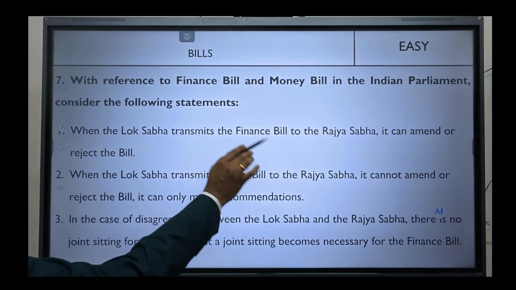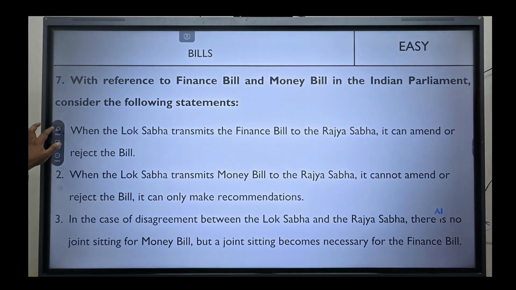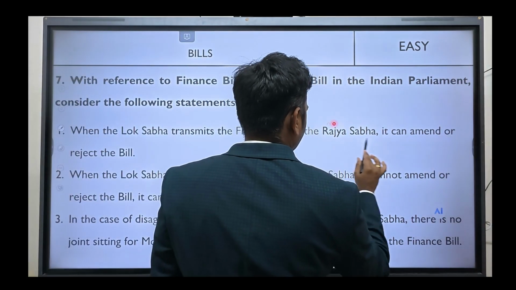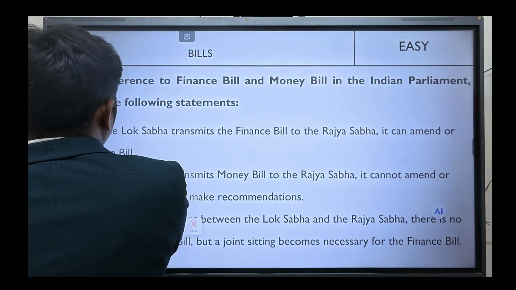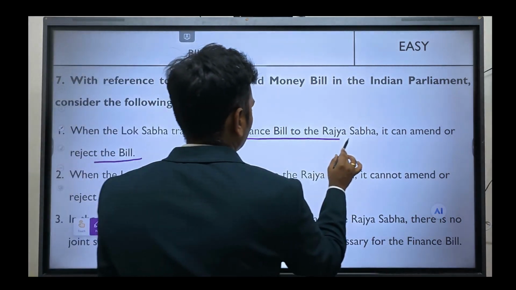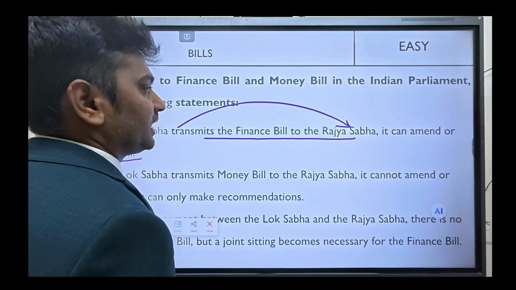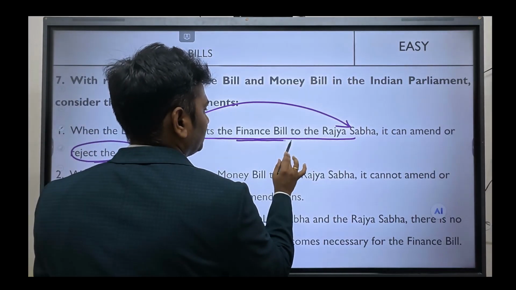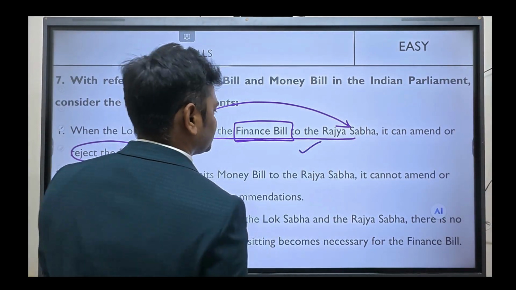With reference to finance bill and money bill in the Parliament of India, consider the following statements. When the Lok Sabha transmits the finance bill to the Rajya Sabha, it can amend or it can reject the bill. So when the Lok Sabha passes this to Rajya Sabha, Rajya Sabha can amend or reject the finance bill. A finance bill has equal powers just like an ordinary bill. Yes, Rajya Sabha can do it.